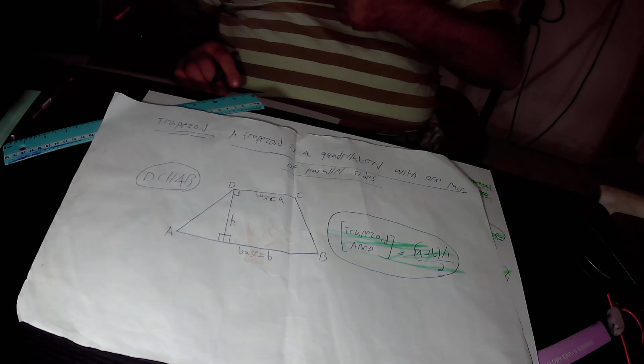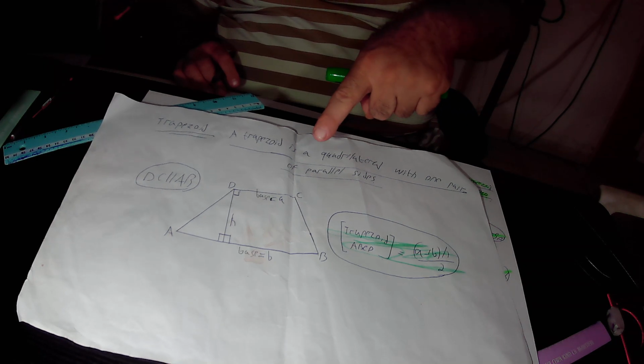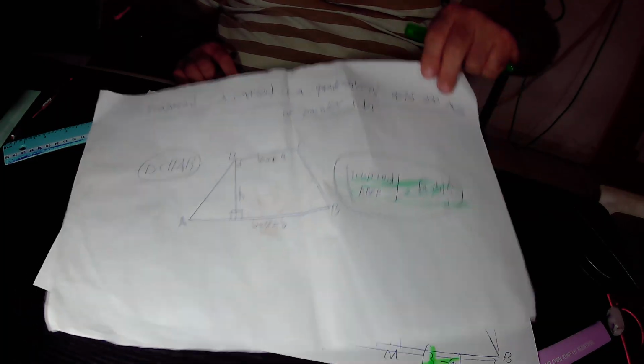So a trapezoid is a quadrilateral with one pair of parallel sides, and the area of a trapezoid is equal to the sum of its two parallel bases, in this case a plus b, times the height over 2. And the height must create 90 degrees with the two parallel bases.